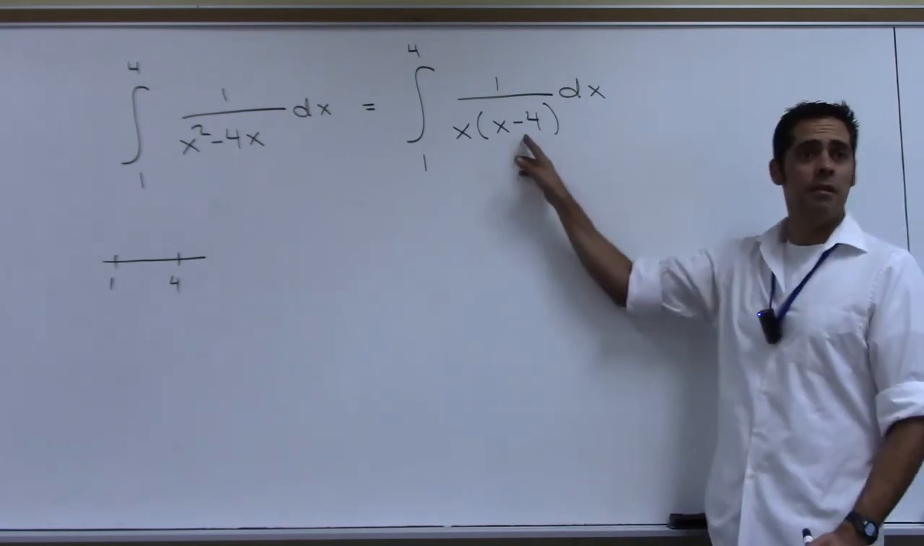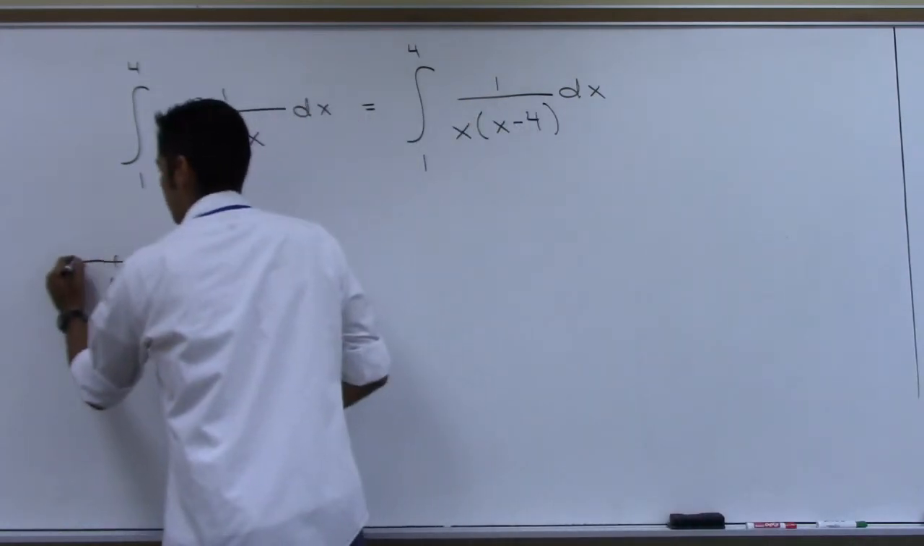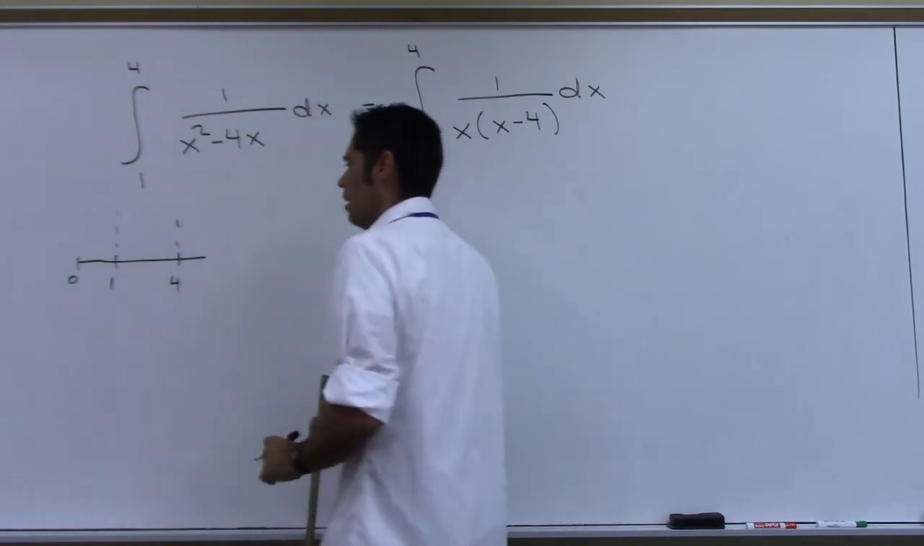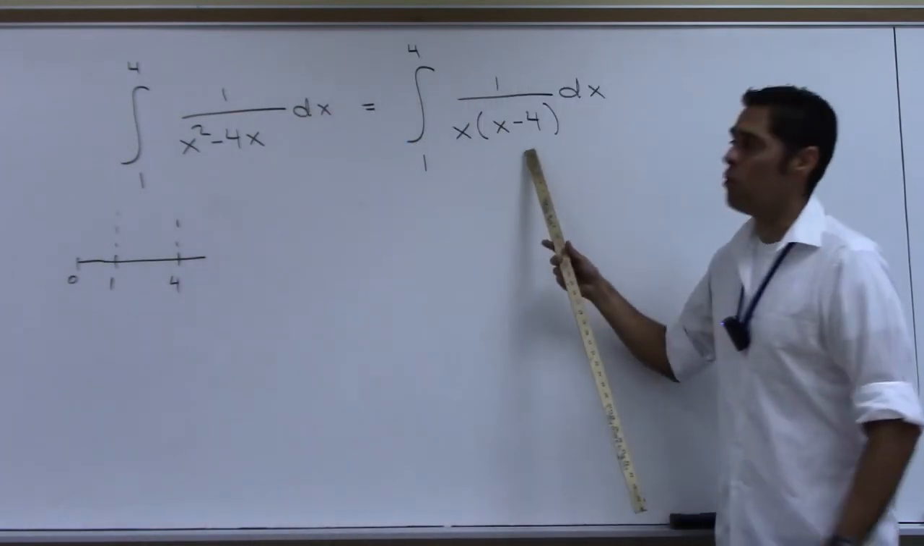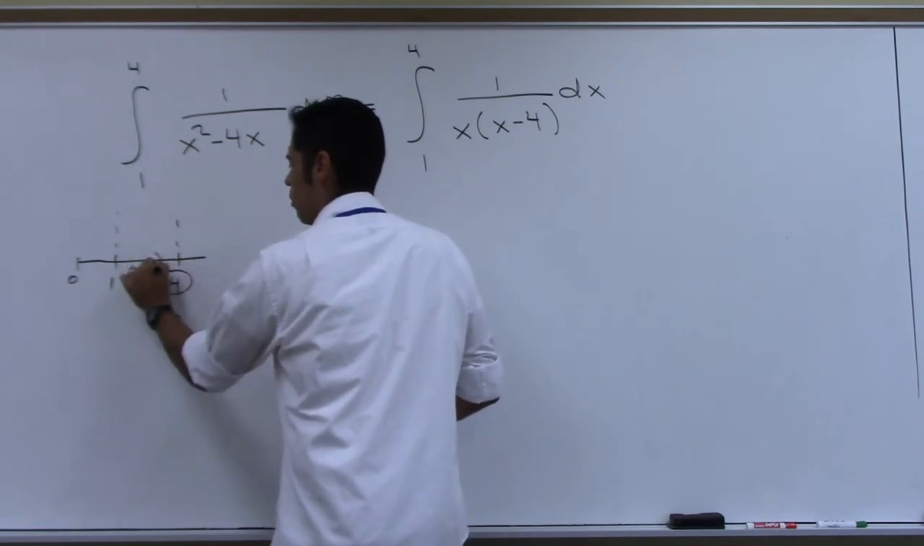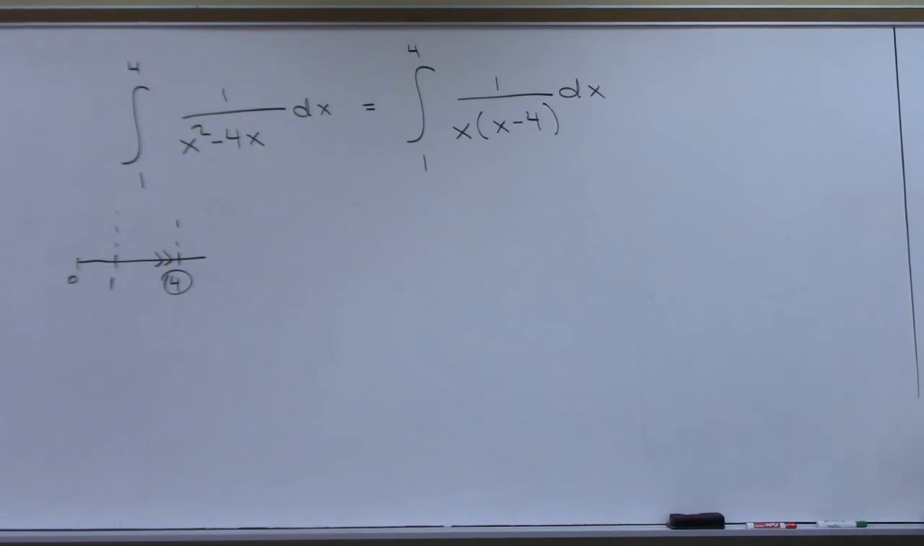Only at 4, right? There's an issue at 0. Is 0 in here? No. 0 is not in here. I'm looking between here and here, right? I'm focusing all my attention in there. So I have an issue at 4, but not at 0. So I do have an issue here, which means I'm going to need to approach 4 from the left-hand side, right? So this will turn into a limit, but I will also need to get the antiderivative.